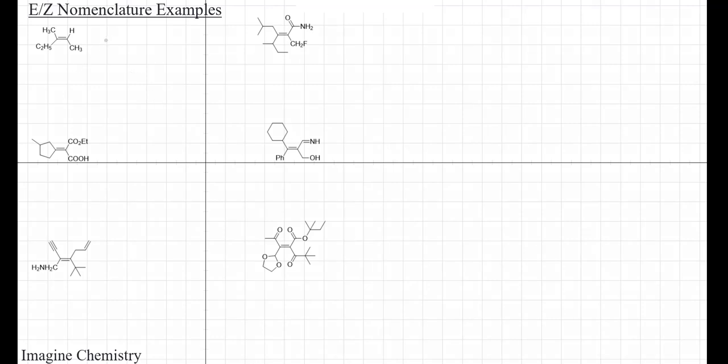Before you solve all these examples, you must remember two main things. The first one is that the priority order is assigned on the basis of the atomic number. The group which has the higher atomic number containing atom has the highest priority.